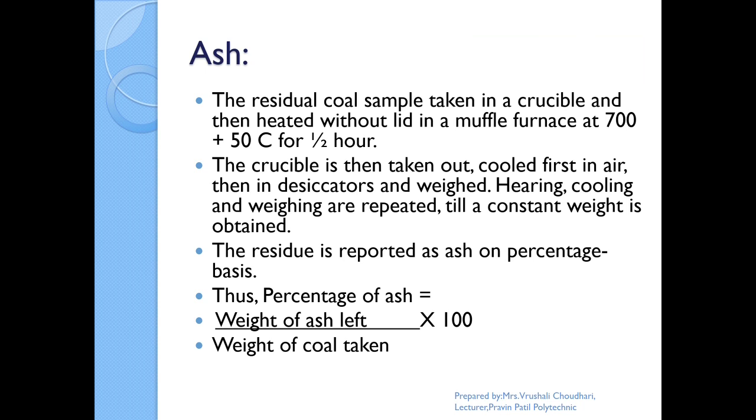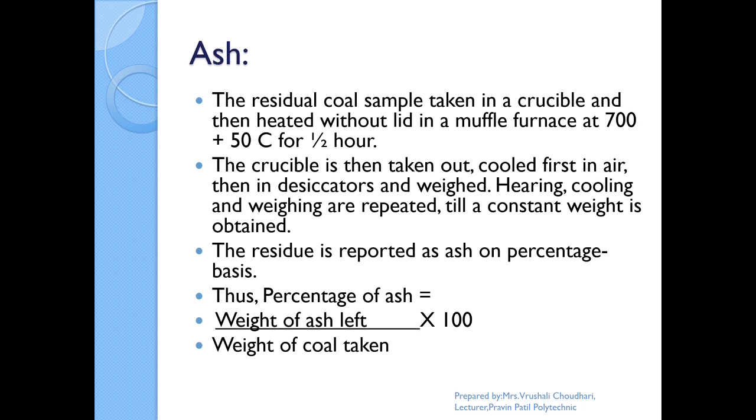Again, percentage of ash. How is it determined? Whatever sample remains after determining the volatile matter and the moisture, we take in a crucible and heat at 750 degrees Celsius for half an hour. For the moisture content, we heat for 1 hour at 100 degrees Celsius. For volatile matter, we heat 7 minutes at 925 degrees Celsius. And for the ash content, we heat at 750 degrees Celsius for half an hour.